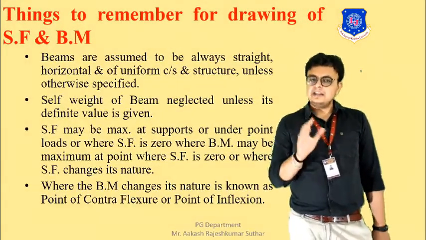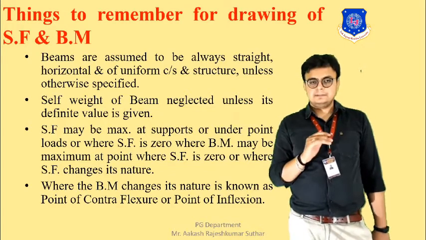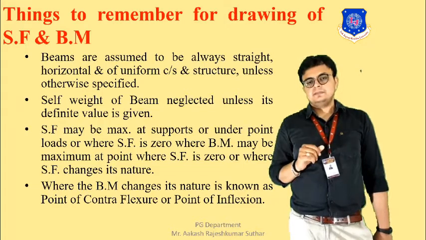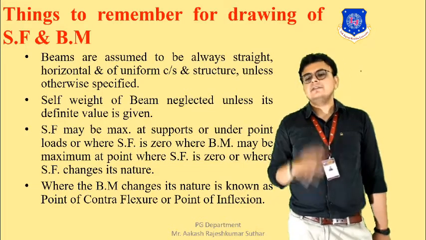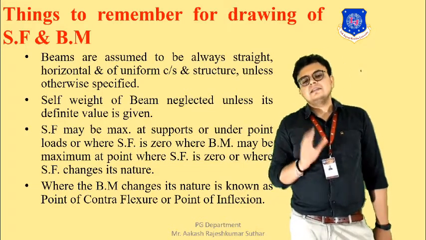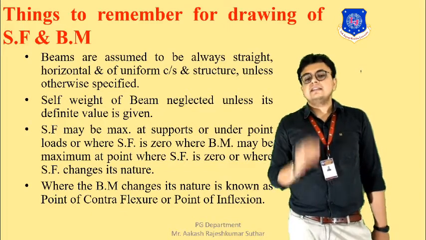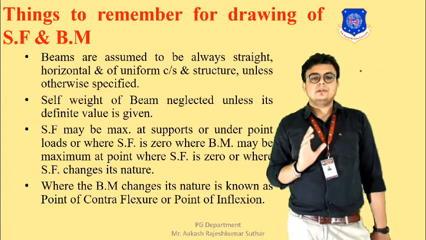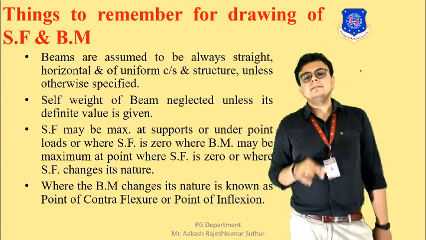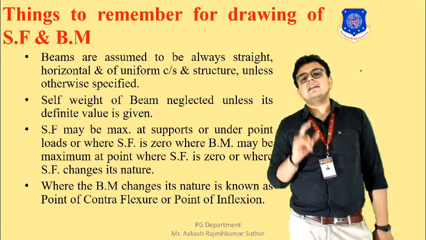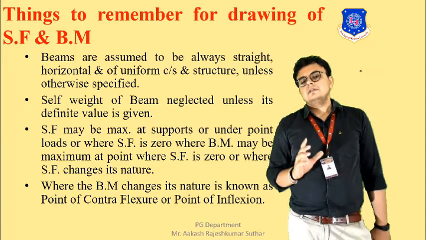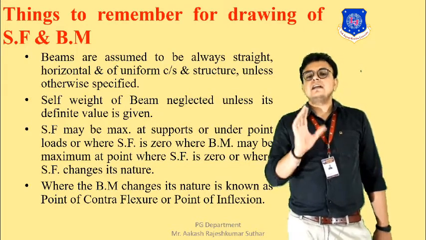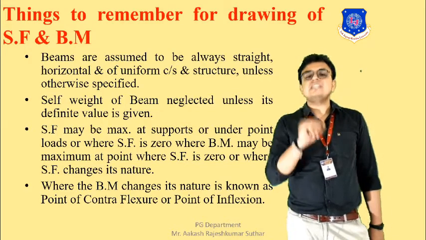Beams are assumed to be always straight, horizontal, and of uniform cross section, unless otherwise specified. If it is not specified, then it should be considered as a straight, horizontal, uniform cross section structure. The self weight of the beam is neglected unless a definite value is given. The self weight should be neglected only when a definite value is not given.